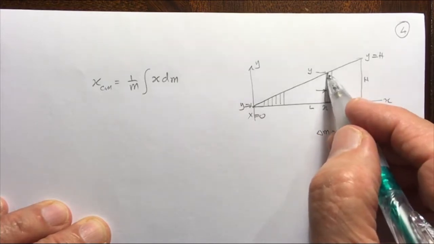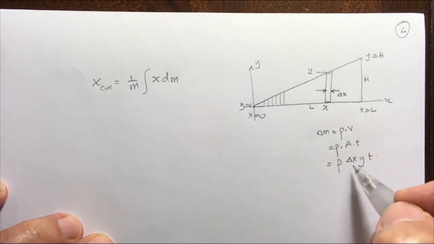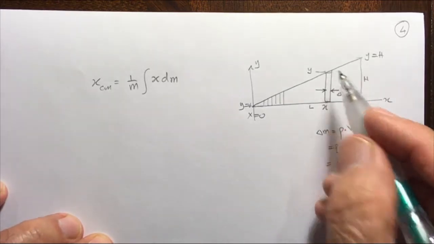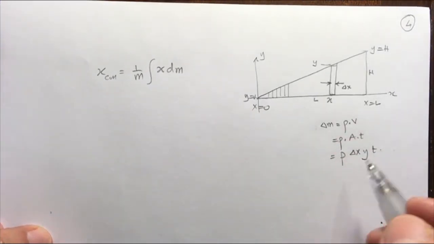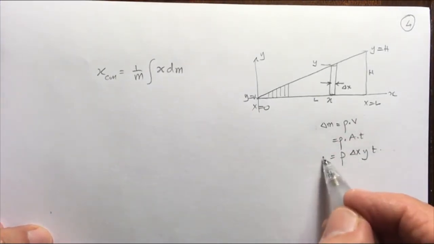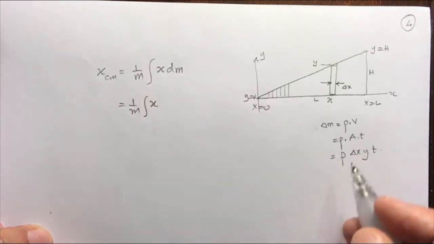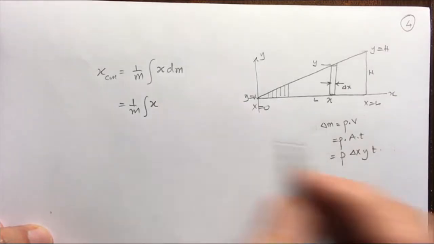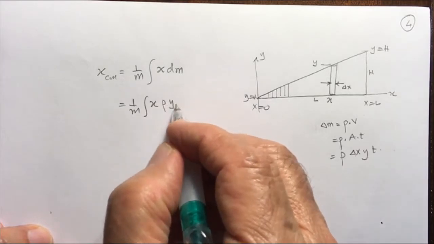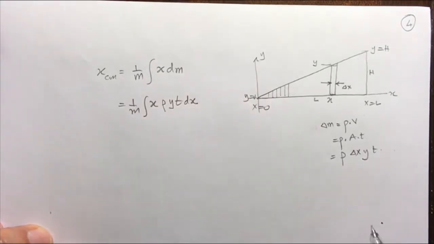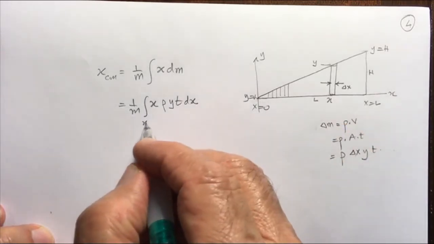Now we do have a little error here, but in the limit when delta x tends to 0, this triangle disappears. And that's the power of calculus, that we can do this. So when we write dm, it becomes 1 over m times the integral of x, where dm becomes rho dx, y and t. And now the limits will be from x equals 0 to x equals L.